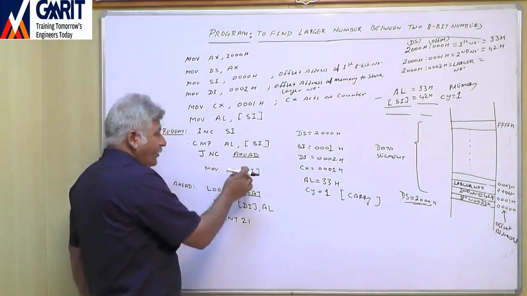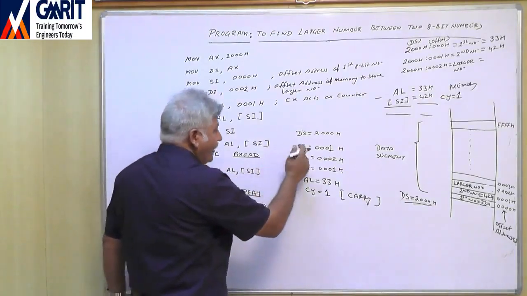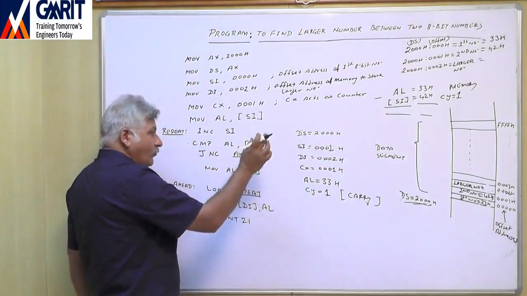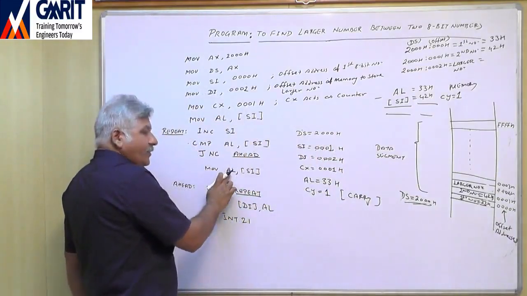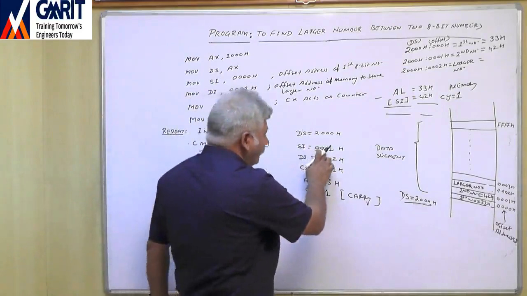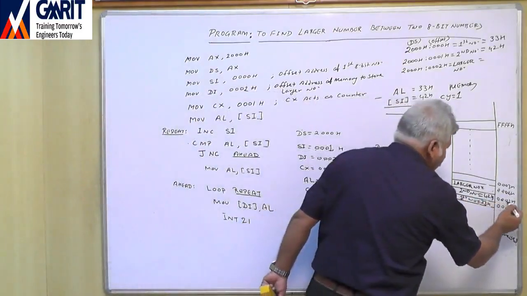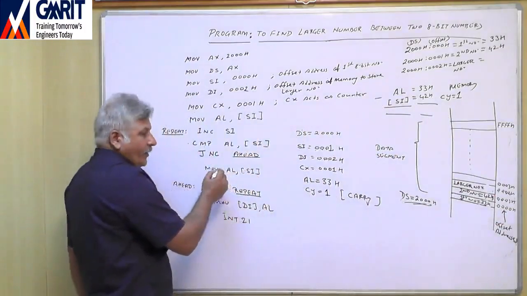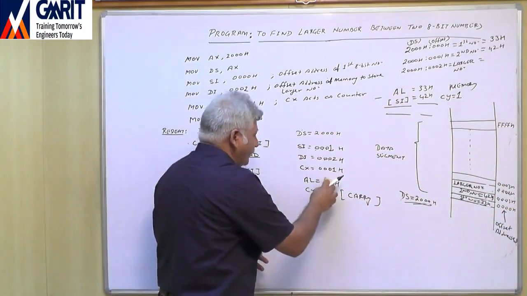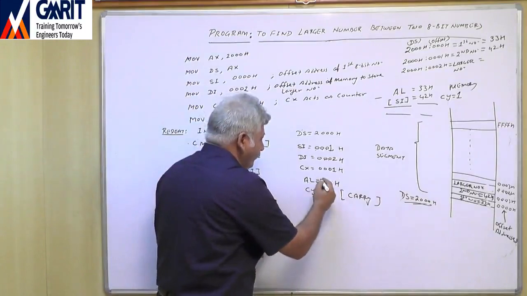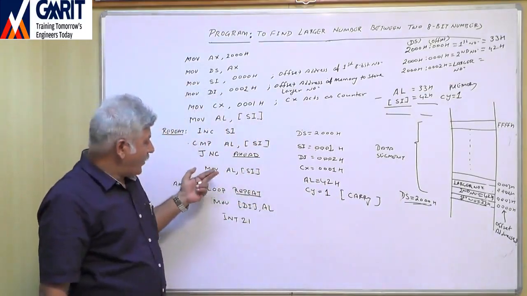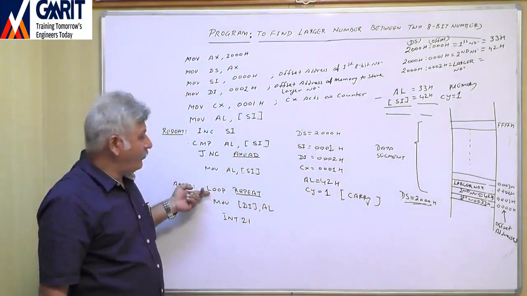In this instruction, what is the value of SI? SI is 0001. So at offset 0001, an 8-bit number will be transferred to AL. At 0001 we have 42H, so 42H will be transferred to AL. Now the AL value, which was earlier 33H, is changed to 42H. Now the larger number has come to AL. After this instruction is executed, comes LOOP.